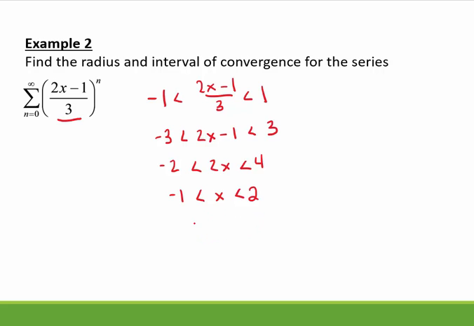Now finding the radius of convergence. To find the radius, you have to figure out what the center is. Your center is halfway in between the two values, and our center in this case is 0.5. So the radius is from 0.5 to either one of the endpoints. So our radius ends up being 1.5.